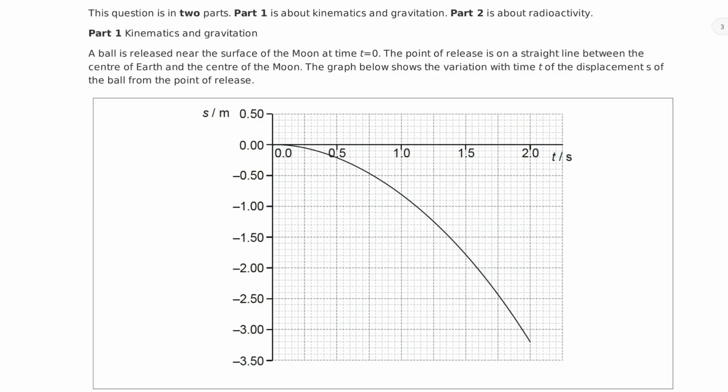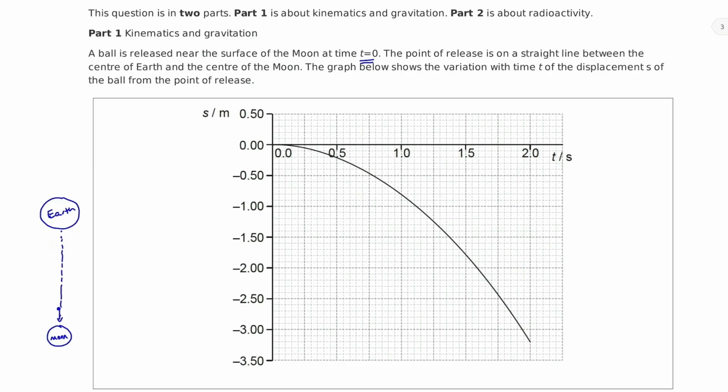Part 1. A ball is released near the surface of the moon at time t equals 0. The point of release is on a straight line between the centre of the Earth and the centre of the moon. So let's say the moon is here and the Earth is there. The ball is here and it's being released back down to the moon. And that's the Earth, and this is a straight line between the two.